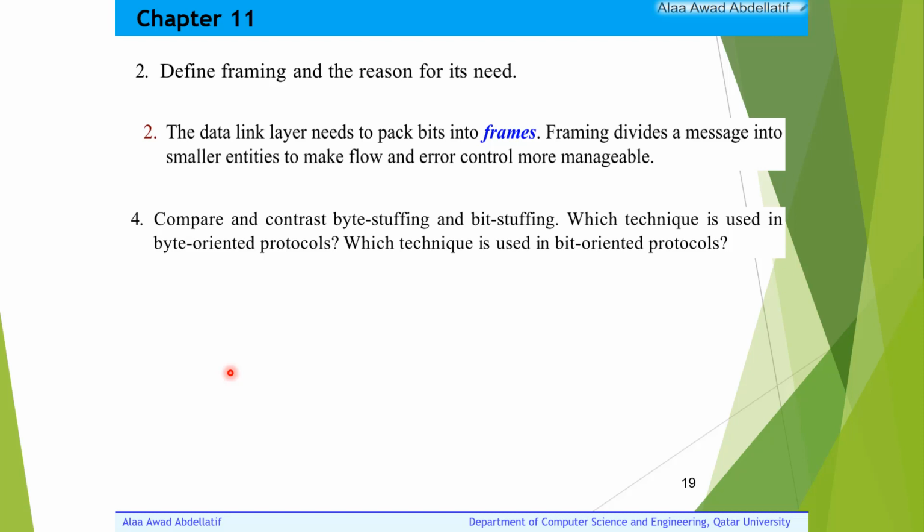Compare between byte stuffing and bit stuffing, and which technique is used with byte stuffing and which with bit stuffing. Byte stuffing and bit stuffing, which we used.